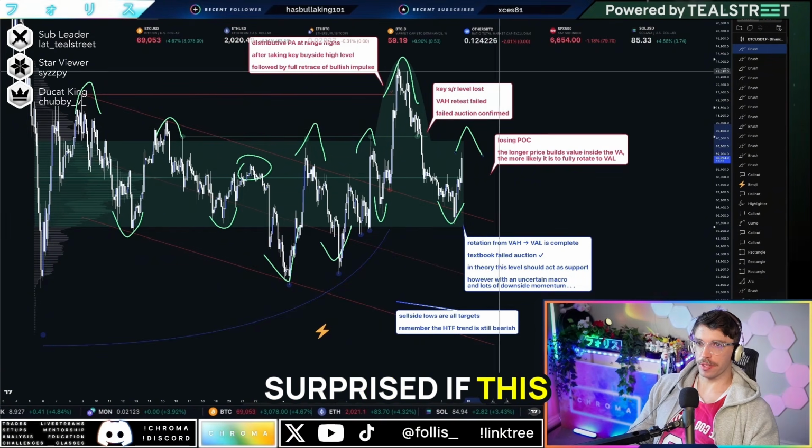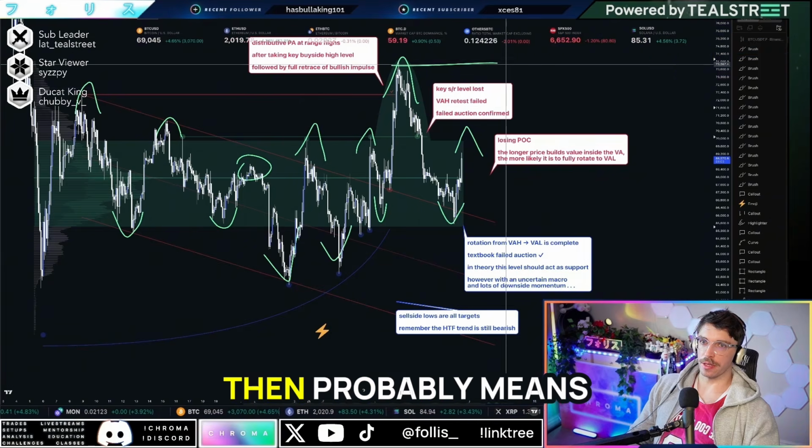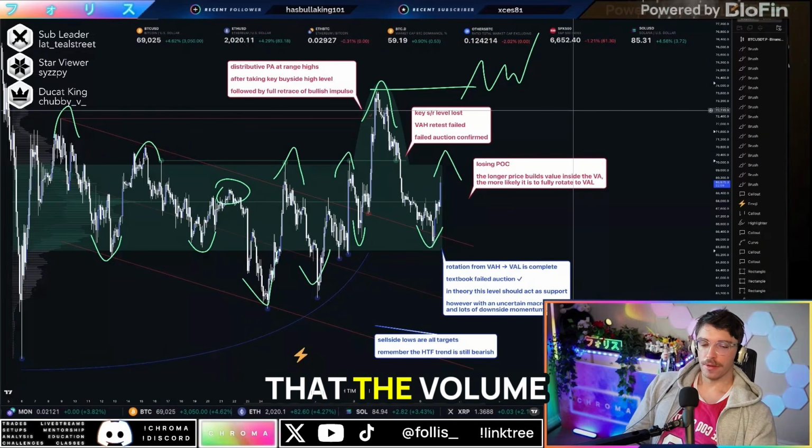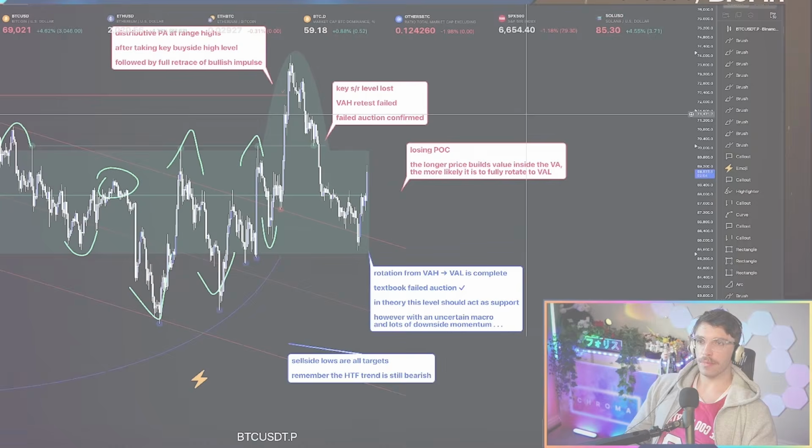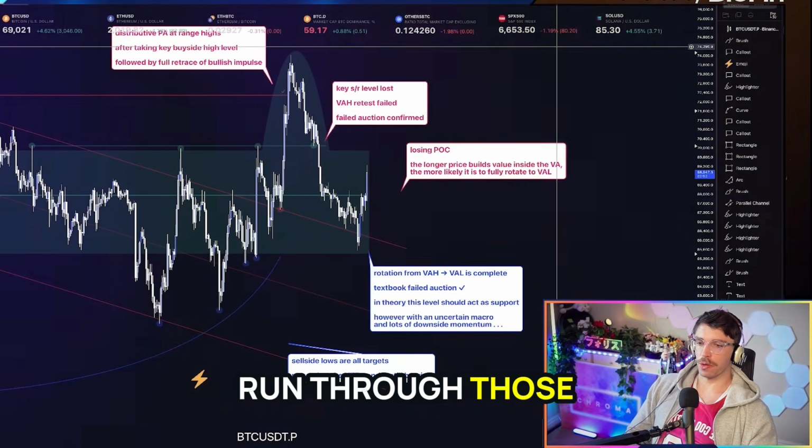I think we're going to see another one. I would be surprised if this goes up here, to be honest. And if it does, then it probably means that the volume profile is over and that we're going to seek new value higher. But that is auction market theory. And I have some annotations here. Let me quickly run through those.